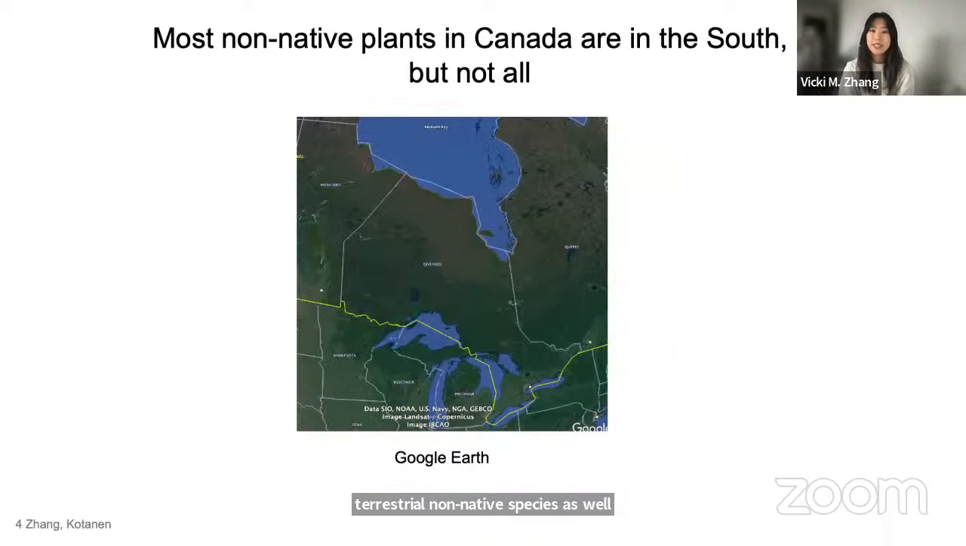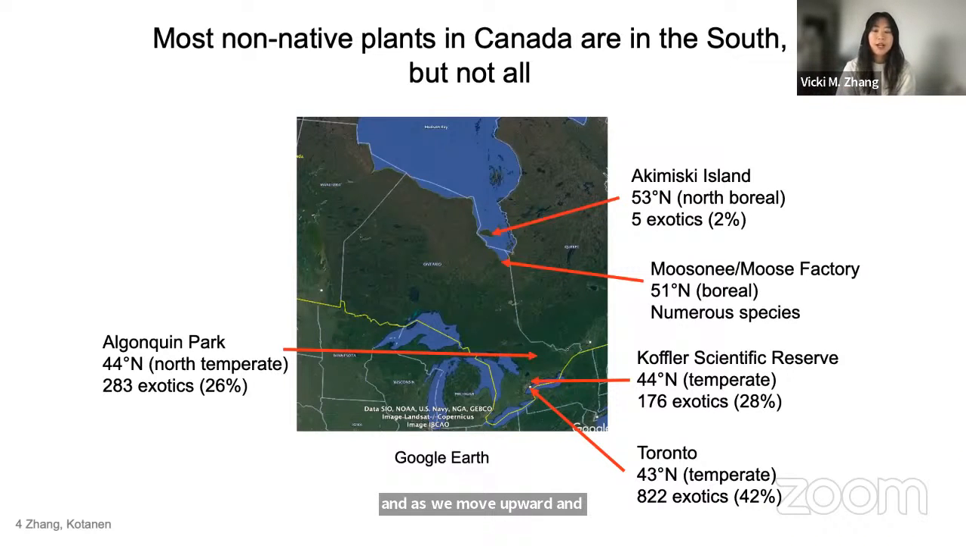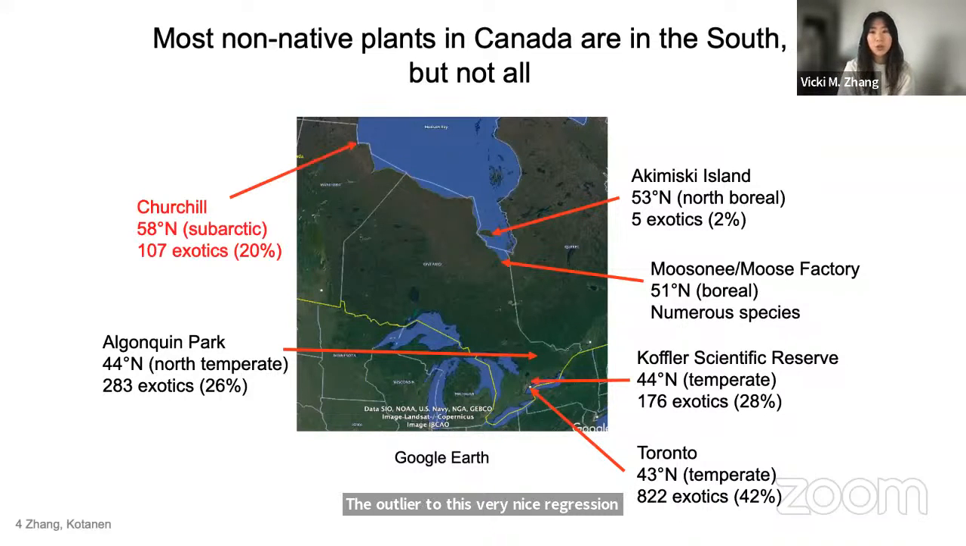In Canada, we see a latitudinal pattern of non-native species emerge. In temperate regions, such as where I currently am in Toronto or at U of T's field station at KSR, there's a very high percentage of non-native species. As we move northward, there are fewer non-native species taking up these northern biomes, such as in the boreal forest and northern temperate regions. The outlier to this very nice regression is Churchill, Manitoba, where over 20% of the flora are non-native species.